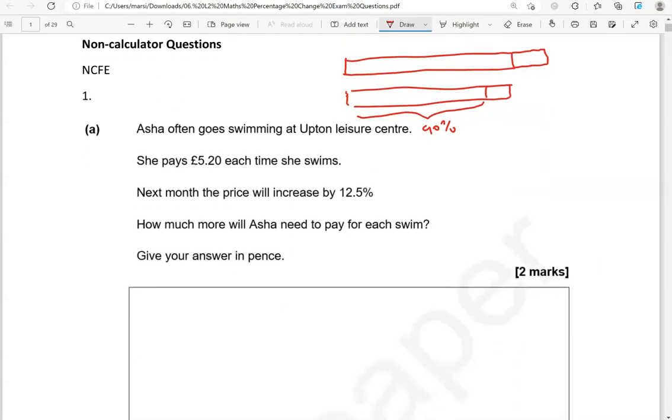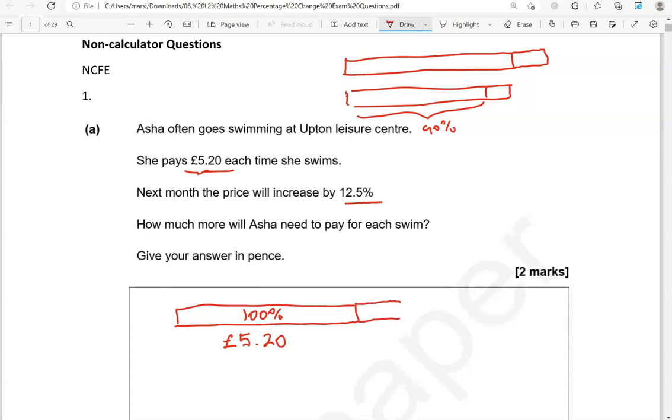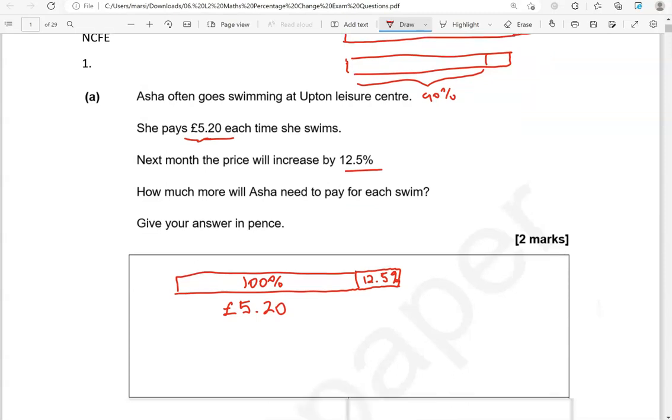So we've got an increase in this case. So let's represent the 100% amount first, which is the current amount that she pays, and that is £5.20. So that's the 100% amount. Next month, the price will increase by 12.5%. So we're going to see an increase here by 12.5%. So we'll work out 12.5% of £5.20 and add it on top.